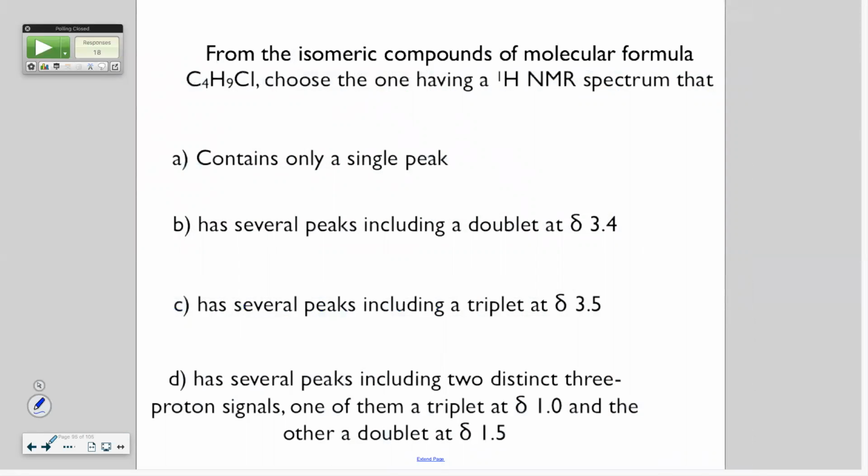There's isomeric compounds that have the molecular formula C4H9Cl. So if you have C4H9Cl, and you're going to draw all the possible isomers, choose the one having a proton NMR spectrum that has only one peak, several peaks including a doublet at 3.4, several peaks including a triplet at 3.5, several peaks including two distinct 3-proton signals. So in other words, there's going to be one structure that fits each of these. Starting with C4H9Cl, can you draw structures that fit that formula?